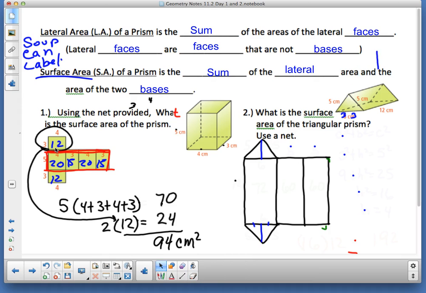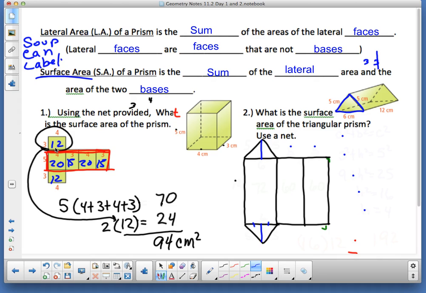Let's talk about this shape. I have a shape that has isosceles triangles for bases. Now, I want to point out, this is a prism laying on its side. 50% of you right now would be thinking that the 6 by 12 is its base. It is not, and here's why.